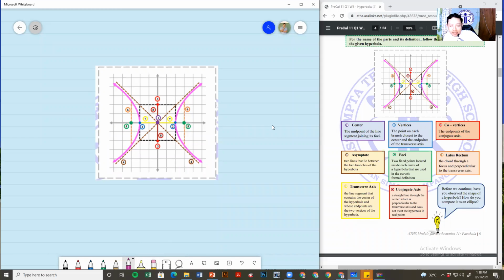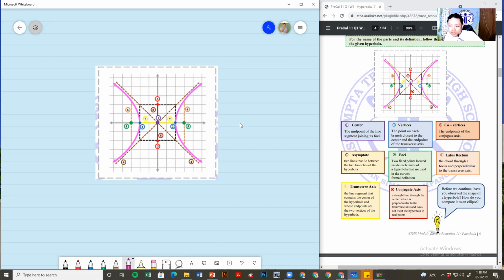Okay. And then we also have our transverse axis. This is a line segment that contains the center of the hyperbola and whose endpoints are the two vertices of the hyperbola. This is our transverse axis. Just like what I told you, it shows the direction or the orientation of your hyperbola, and that's where your transverse axis shows. Okay?